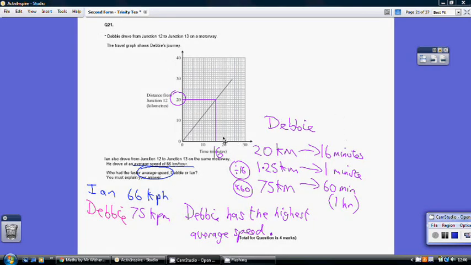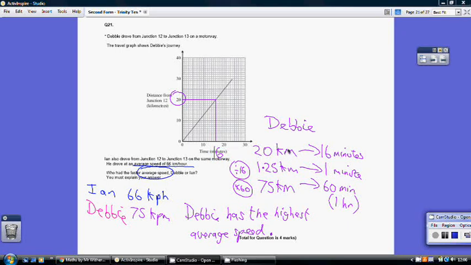Question 21. So, who has the faster average speed, Debbie or Ian? Now, we're told that Ian drives at an average speed of 66 kilometers per hour. So we need to work out how fast Debbie's going on average, and then compare this to Ian's 66. So looking at Debbie's distance time graph, and I've just taken this reading for example, I can see that she goes 20 kilometers every 16 minutes. I could have taken any reading I wanted, but that's just the one I've taken. Okay, perhaps 25 kilometers in 20 minutes might have been a more sensible reading. Anyway, that's the one I've taken.